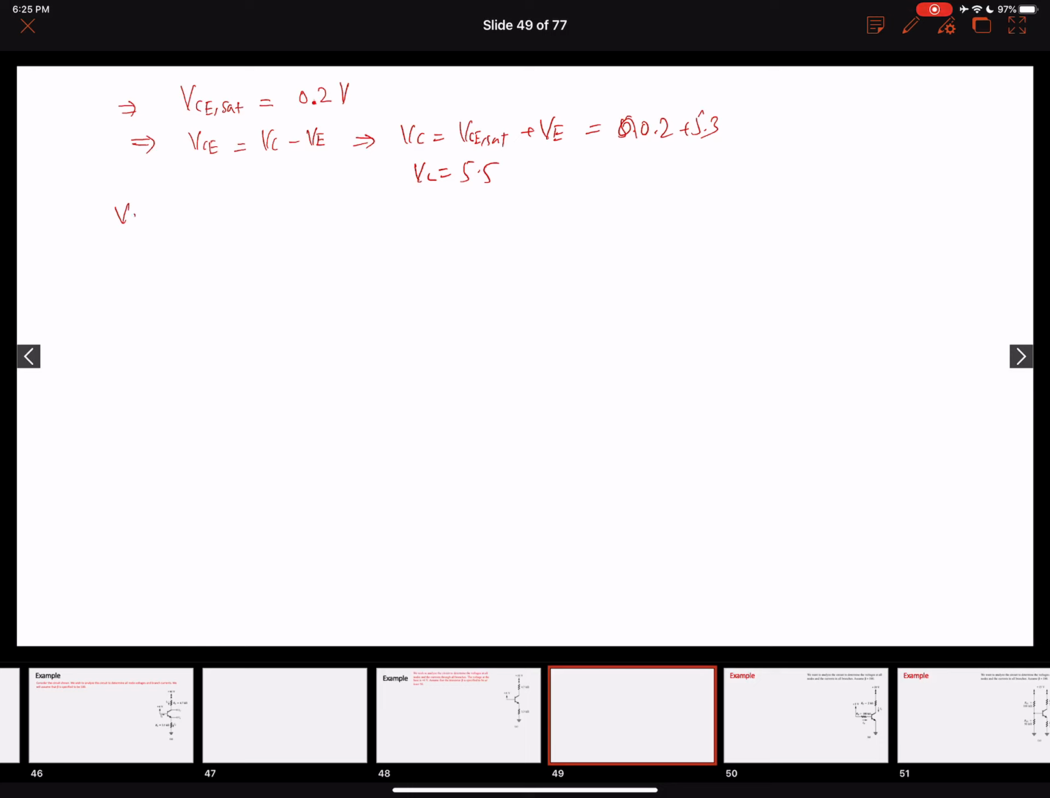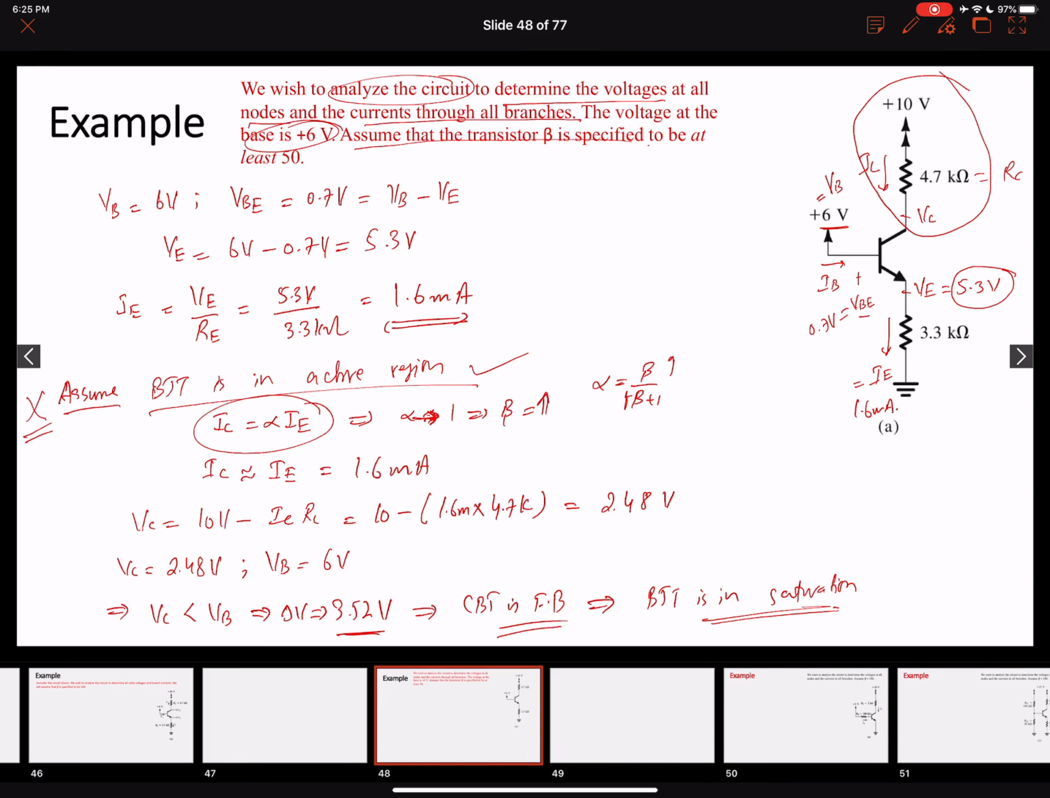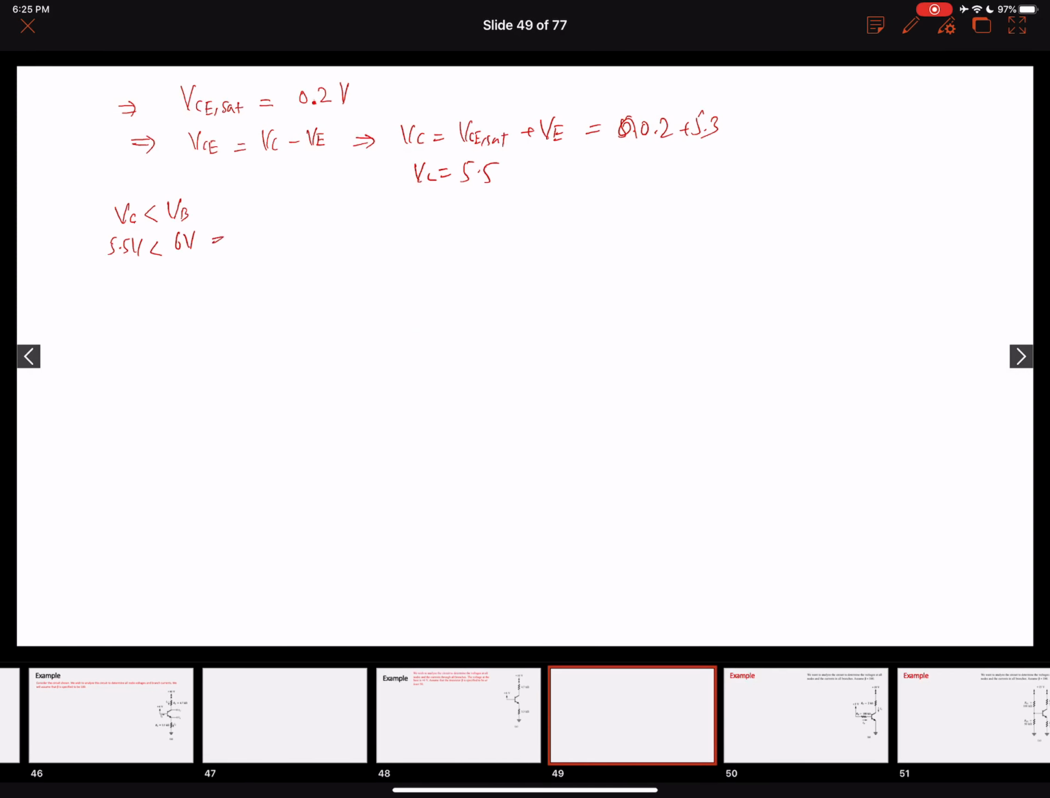Okay. So now we see that our collector voltage is still less than the base voltage. Collector voltage is 5.5 volts and the base voltage is, what is the base voltage? The base voltage is 6 volts. So our base is still 0.5 volts higher as compared to the collector terminal. So our collector to base junction is forward biased and our BJT is in saturation, right? So these numbers make sense and our assumption makes sense now. Okay, so we ended up finding the value of this VC, which comes out to be 5.5 volts.